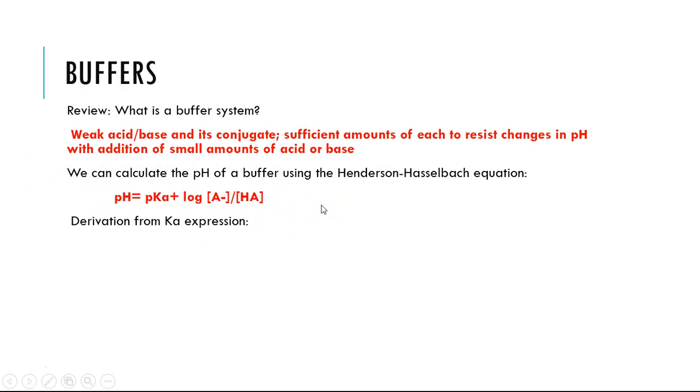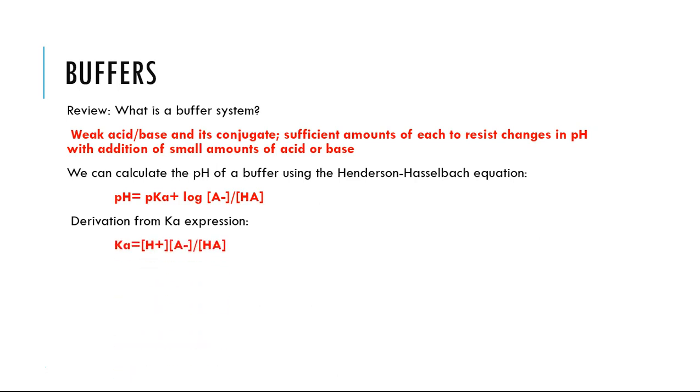So there's two approaches. You can memorize it. You can kind of think pH equals pKa plus log, A-minus over HA. But then you have to remember that the A-minus is divided by the HA. Or, since you're all super good at math, you could just derive it from the Ka expression. Okay, so let's look at how we would do that.